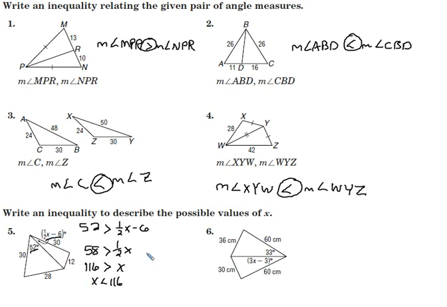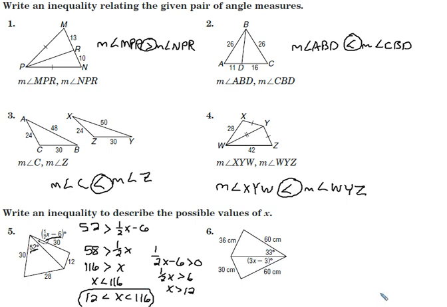Going back up to our variable expression, the 1/2 x minus 6, well, that degree has to be greater than 0. So we're going to do just that and solve this real quick here. 1/2 x greater than 6, multiply by 2. X got to be greater than 12 for this angle to stay above 0. So we're going to write a compound inequality, and we're going to get 116 on the high end. We're going to do 12 on the low end, and that's our range of values for x. So you have to do two inequalities on these.